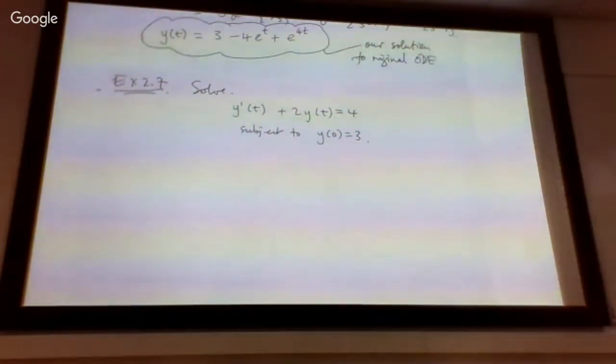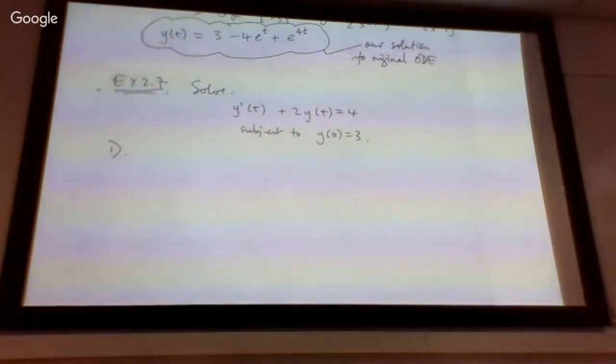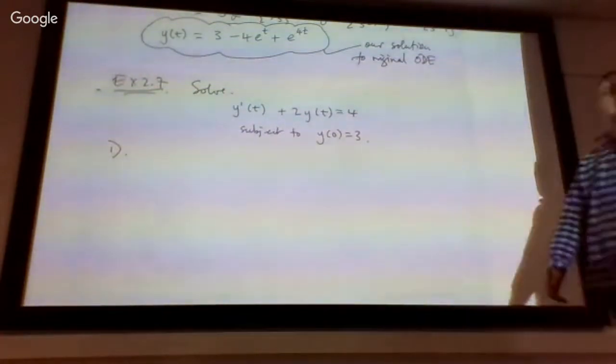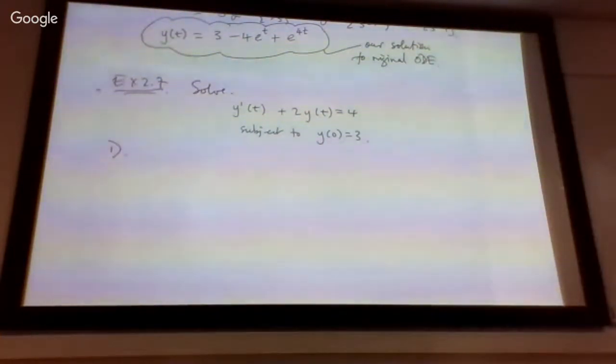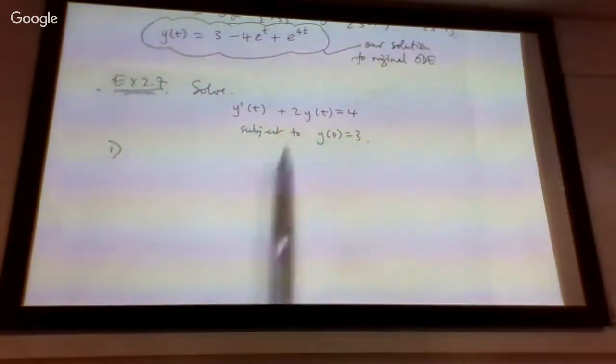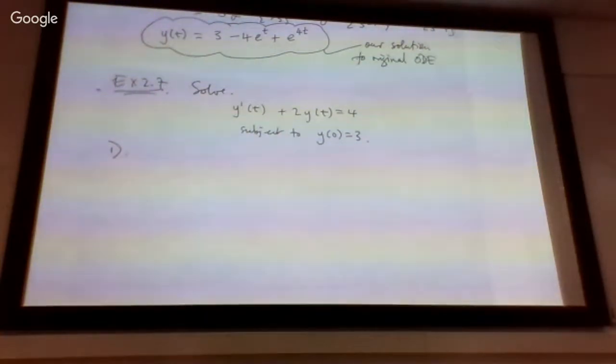I will go through the steps again. I'll be briefer this time. I won't write out the explanation so much because the explanation of what's happening is similar to the previous one. The first one was the third order. This is first order, because the highest order derivative is the first derivative. So it's called a first order equation.